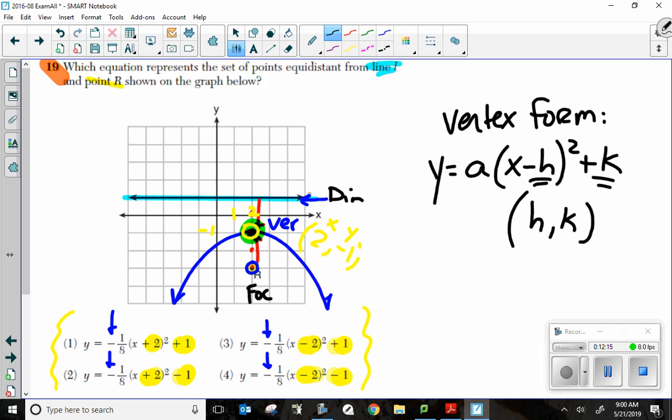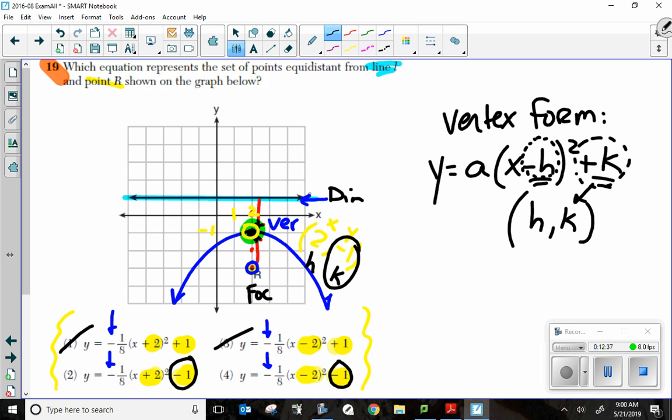Keep in mind, this h is negated. Okay, this k is not. So whatever the k is, you keep as k. So my k will stay the same, -1. Okay, there's a -1 here, and there's a -1 here. So it can't be 3 or 1. My h value, I got to flip the sign.